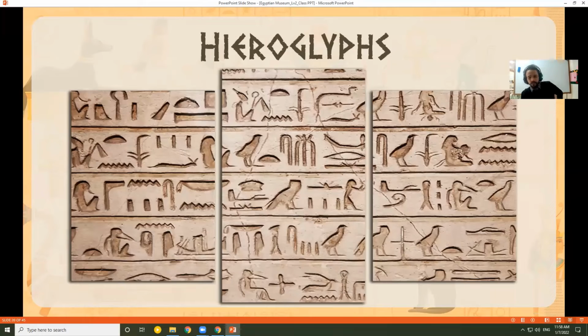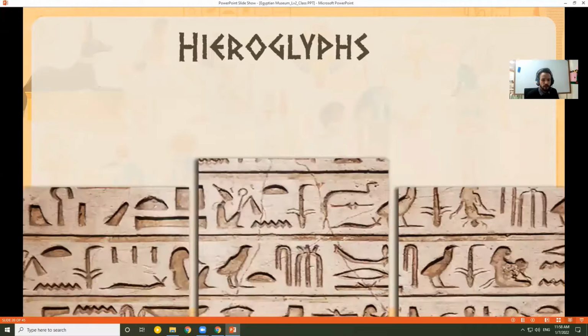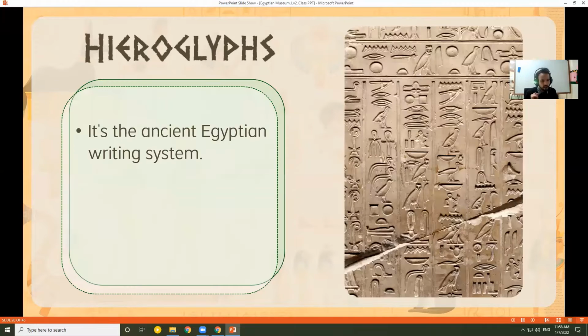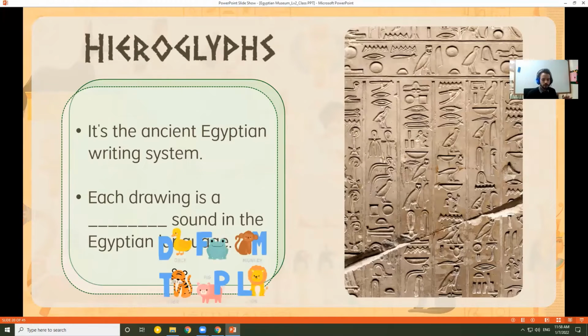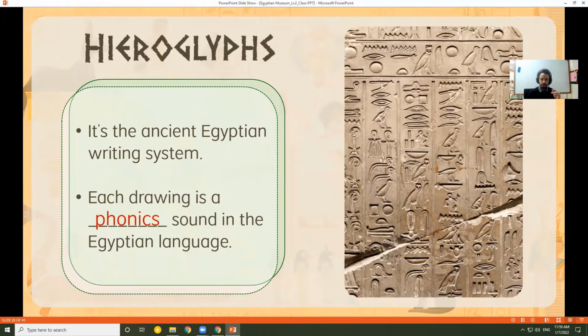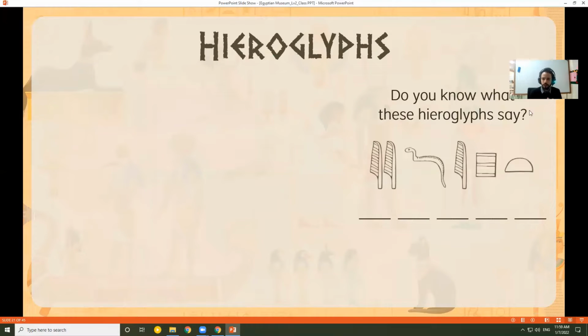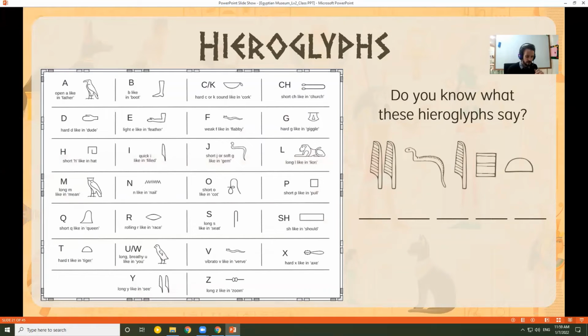Okay, so let's look at hieroglyphs. Hieroglyphs are the ancient Egyptian writing system, okay? So each drawing is a sound that the letters make. What do we call that? A phonics sound in the Egyptian language. So let's take a look. Let's see if we can figure out what these hieroglyphs say. So here we have a guide to the different sounds. And let's take a look.